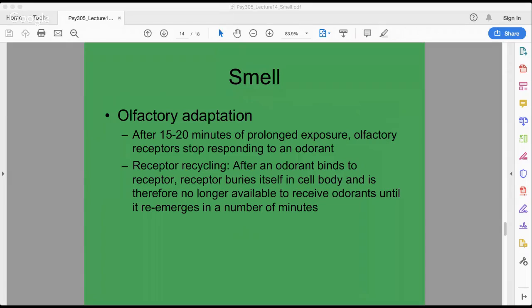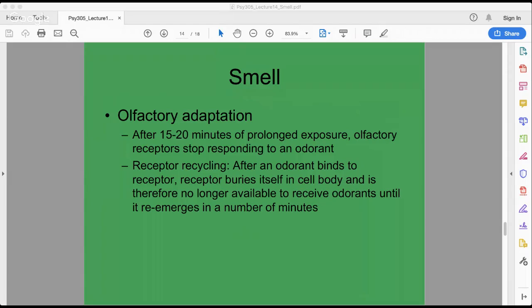On average, it takes about 15 to 20 minutes for olfactory receptors to stop responding to an odorant after prolonged exposure. So receptor recycling happens when an odorant binds to receptors. The receptor then buries itself in the cell body and is therefore no longer available to receive odorants until it reemerges in a number of minutes. During this process, a number of cellular events occur, resulting in the opening of sodium channels.